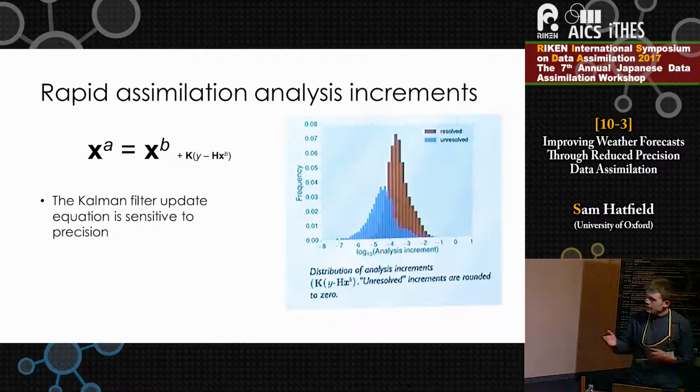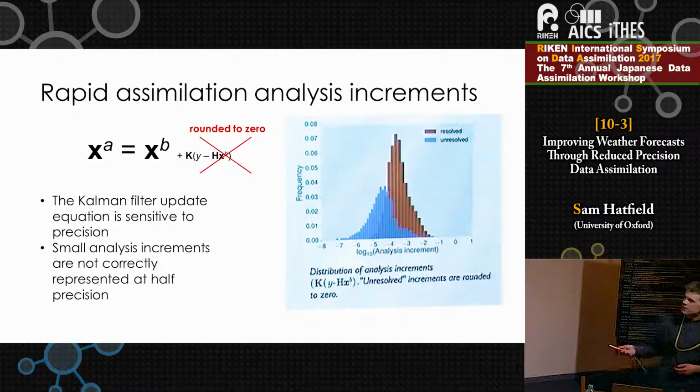If an analysis increment is too small, it will be rounded to 0 because half precision numbers have a very low resolution. In this histogram, I've divided the analysis increments into those that are resolved and those that are incorrectly resolved because of the low resolution of half precision numbers. In fact, 40% of the analysis increments aren't represented correctly. That means that 40% of the time, observations will have absolutely no effect on the analysis, and that's why the analysis error goes up.